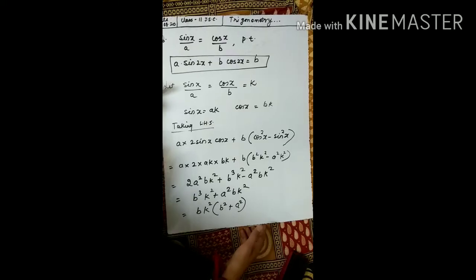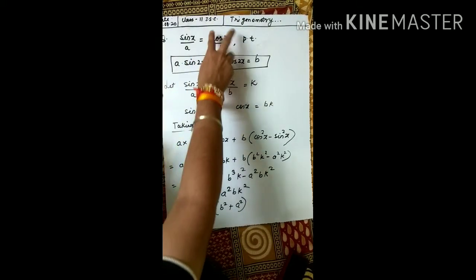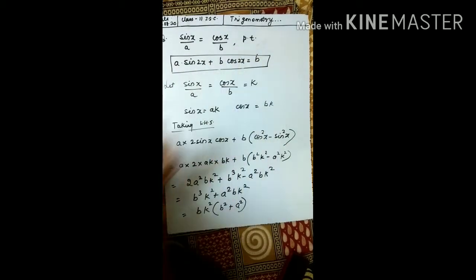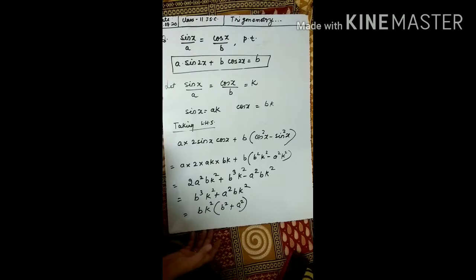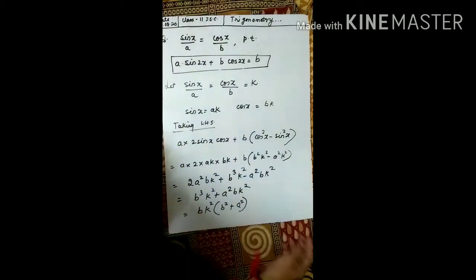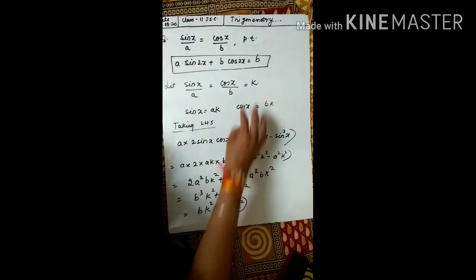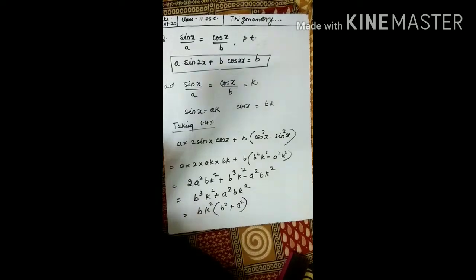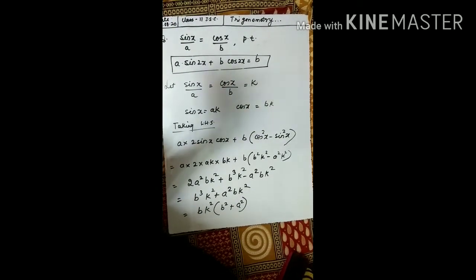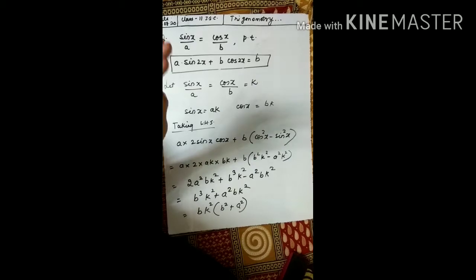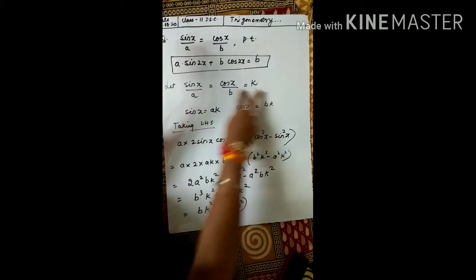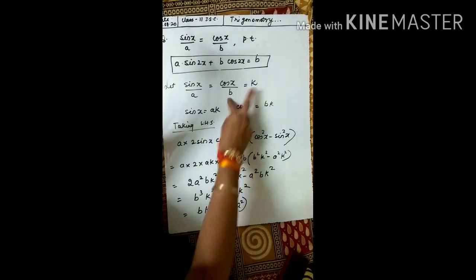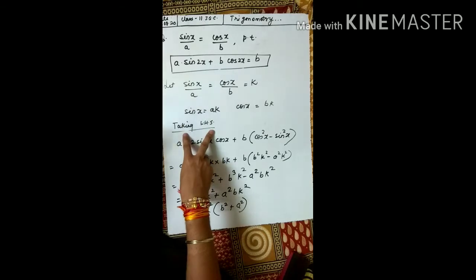Let us understand this question. It says that sin x upon a is equal to cos x upon b, then prove that a sin 2x plus b cos 2x is equal to b. We have to prove. If such type of questions come, then it's better to use the K method, which we already studied in the 10th class, the K method, how we solve the questions in the ratio and proportion chapter. So consider this is equal to K. So sin x upon a equal to K, so sin x will be equal to aK and cos x will be equal to bK.